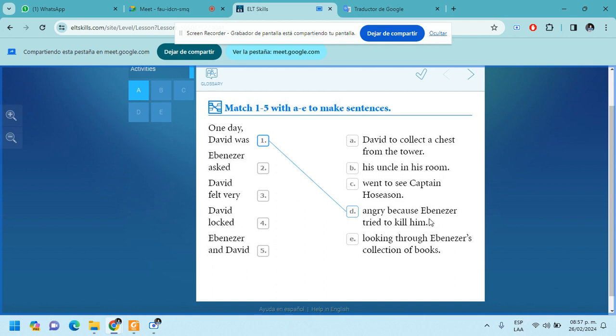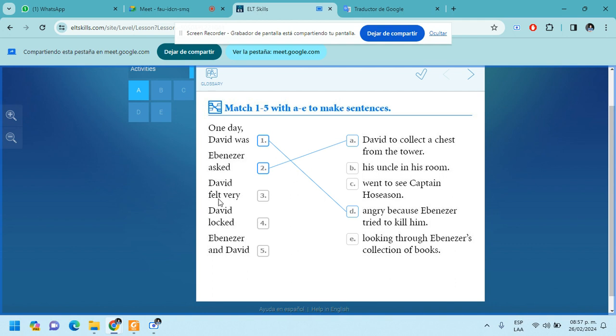Le intentó matar con el cofre, ¿no? Porque le hizo subir una torre. Las gradas estaban muy casi rotas y casi se cae, ¿no? Es lo que le dice. Try to kill him. Yeah, good. Ebenezer asked. Pidió, le preguntó. What? Yeah, very good. That is. Ask David to collect a chest from the tower. Le pidió que trajera un cofre de la torre. Y ahí es donde casi se cae y se muere, ¿no? Pero es que se molesta.